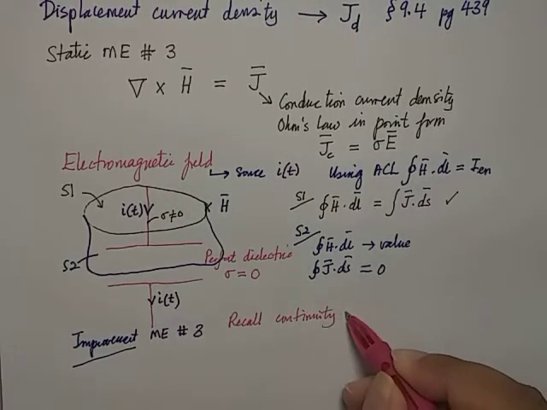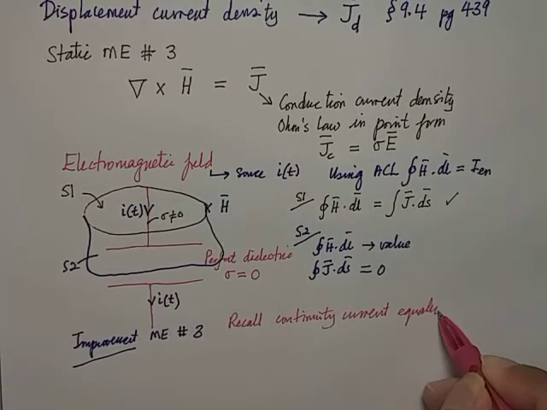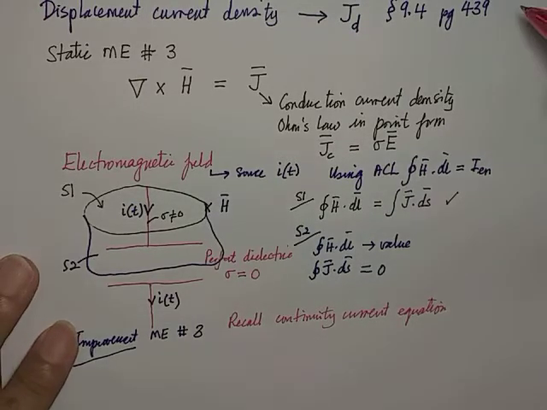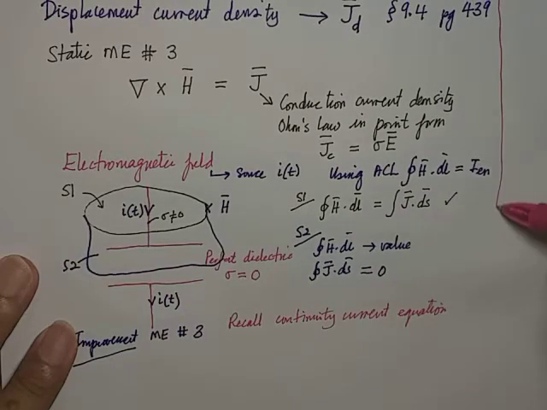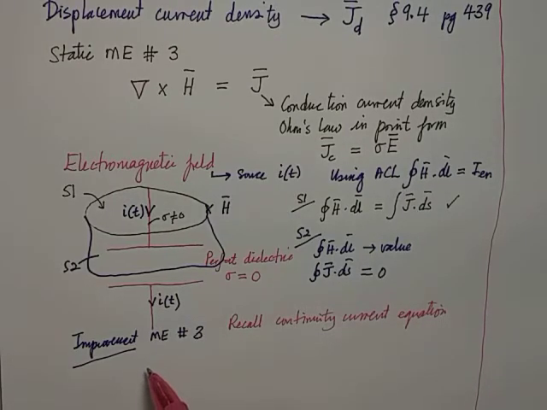Continuity current equation. Can anyone still remember what this equation looks like? We did discuss this equation. Can anyone give an idea what should appear here? Good. Thank you to those who are answering correctly. Divergence of J equals negative d rho v over dt.